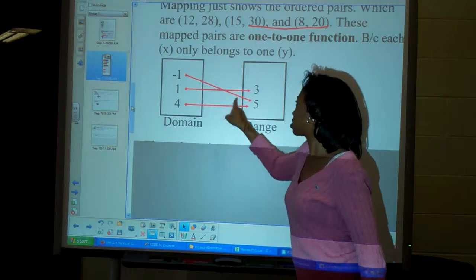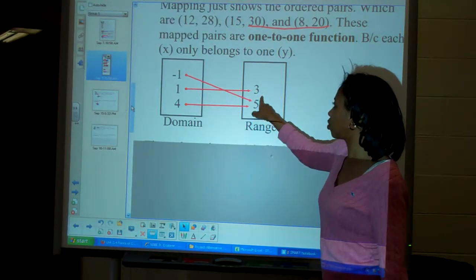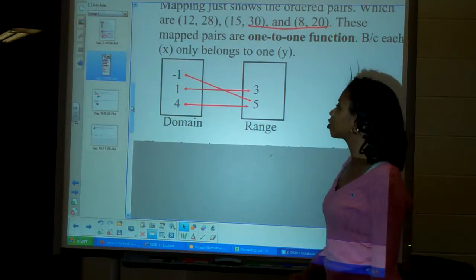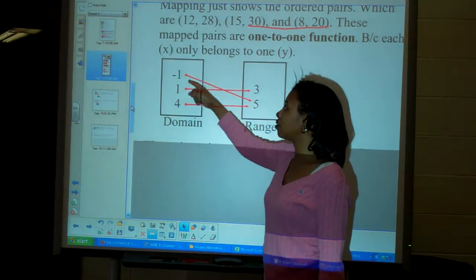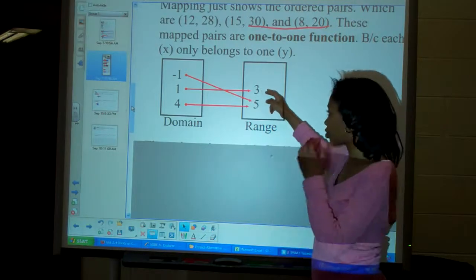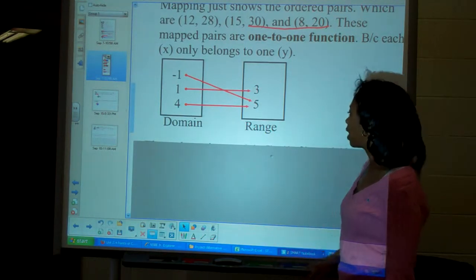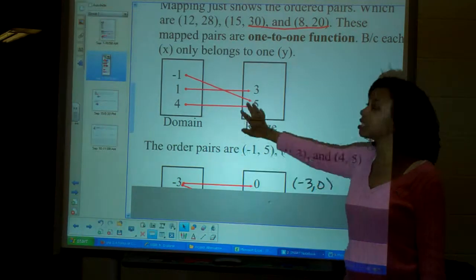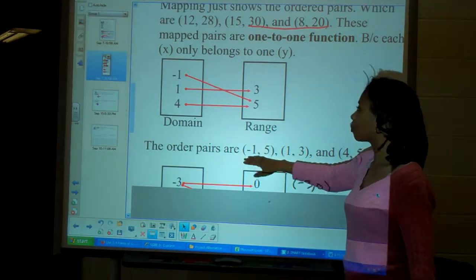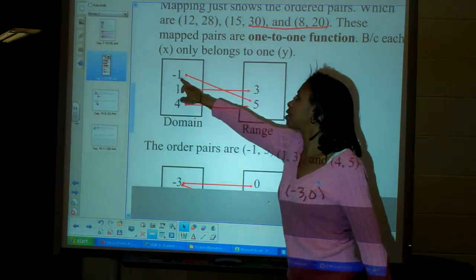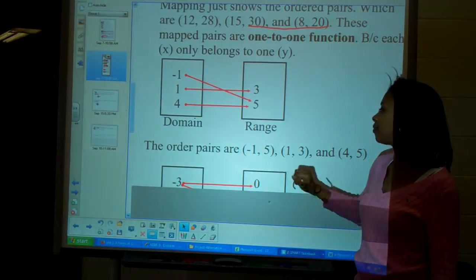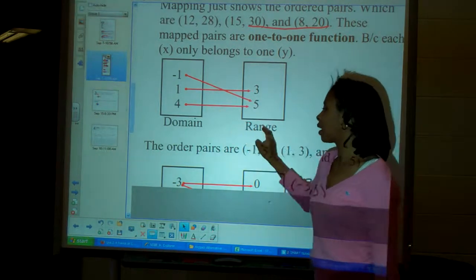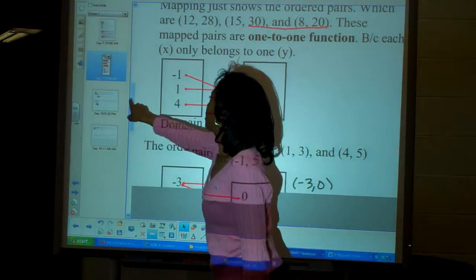And -1 goes to 5, 1 is associated with 3, and then we have 4 associated with 5. So these are our domain values, -1, 1, and 4, and our range values are 3 and 5. Okay, what do we call a function? And before we decide if this is actually a function, if we were to write this as an ordered pair, because -1 goes to 5, it will be -1, 5, then 1, 3, and then 4, 5. Okay?